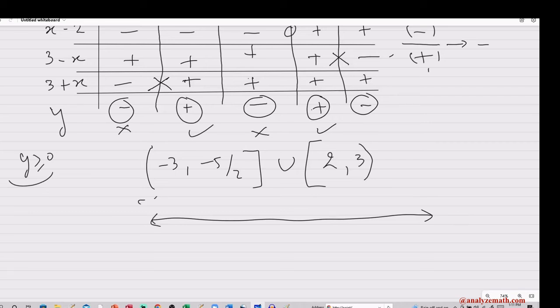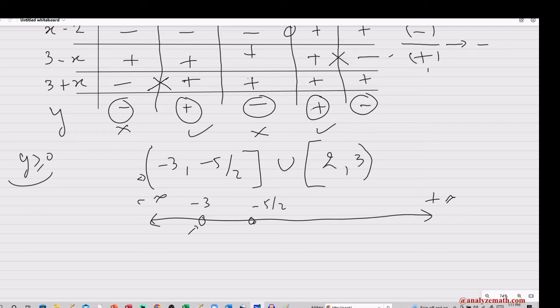So we have minus infinity, plus infinity, minus 3 somewhere here. We open the circle because of the open interval. Now minus 5 over 2 somewhere here, and of course a closed circle because it's accepted, and all the values between negative 3 and negative 5 over 2. Now 2 accepted, closed, 3 open, and we take the values here.